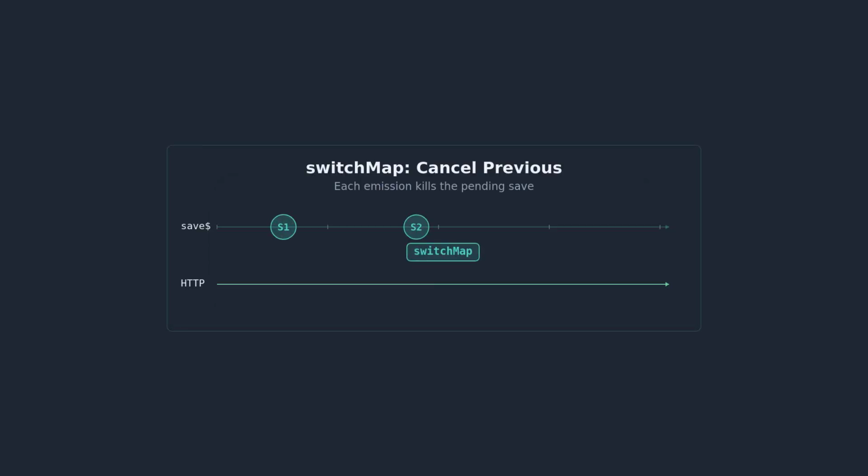Here's what switchMap does internally. Each new emission unsubscribes from the previous inner observable. For a search bar, that's exactly right: cancel the stale query, show the latest results. But for writes, each emission kills a pending save. Each canceled save is data that never reaches your server.